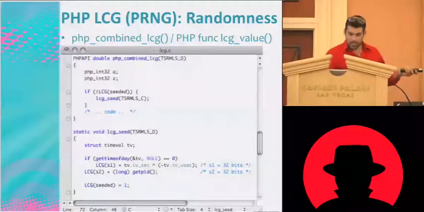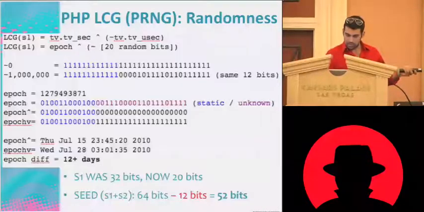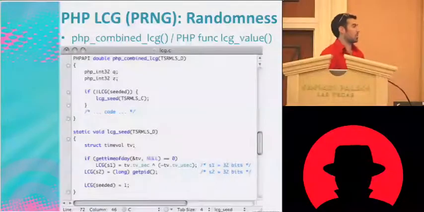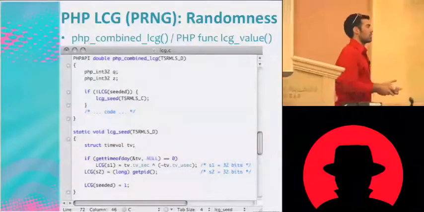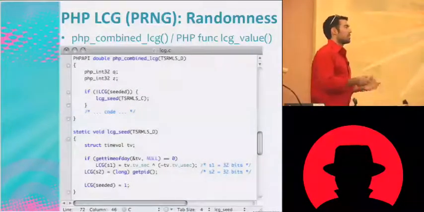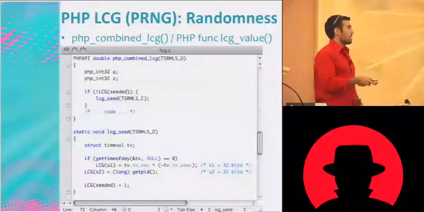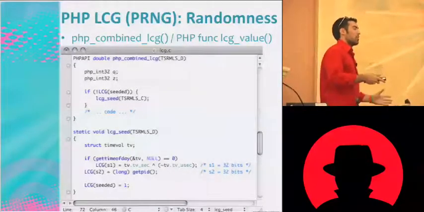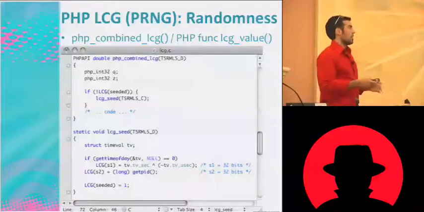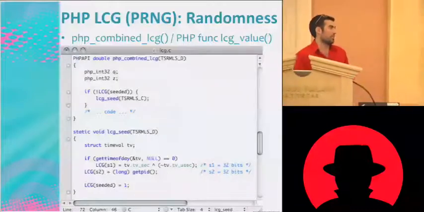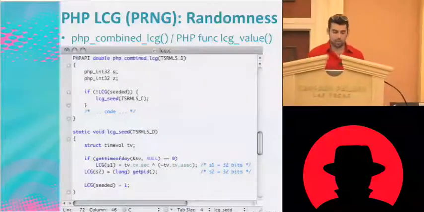If you see here, we do a get time of day. Just take a look at this slide. So basically when PHP starts up, or Apache starts up, or whatever is using PHP, we get the time of day. That's the epoch again. What time is it? We take the seconds, we XOR it with the ones complement of the microseconds. Basically, we have 32 bits of entropy there. And we have S2, which is the process ID of PHP. That is the other 32-bit value.